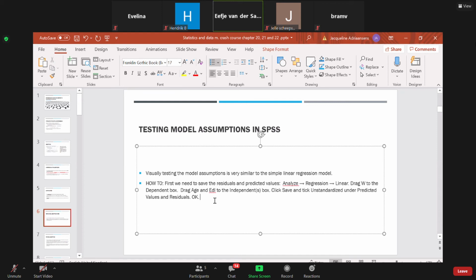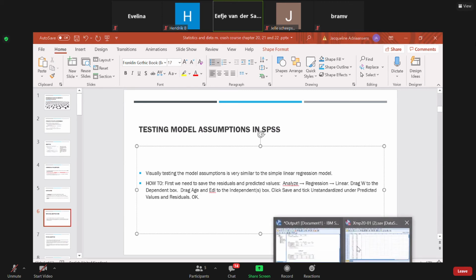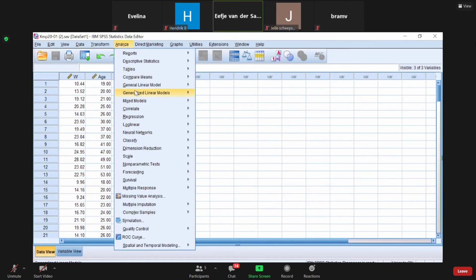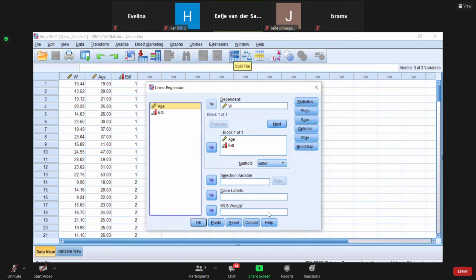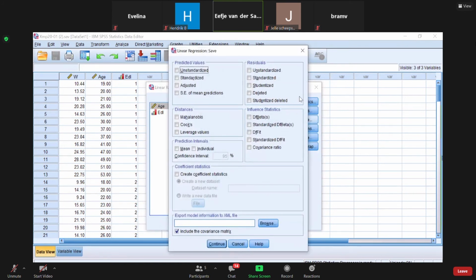We already did that for a model with only one variable, a simple regression model. And now we want to do it for a model with several variables. So if we want to do it, we go to our model: go to Analyze and Regression again, Linear. We still have the model, so that's nice. I'm going to tick Save, and I will click Residuals.